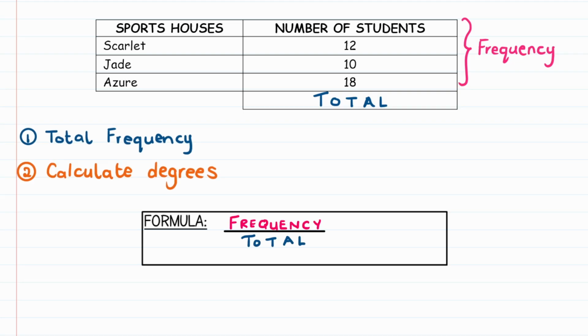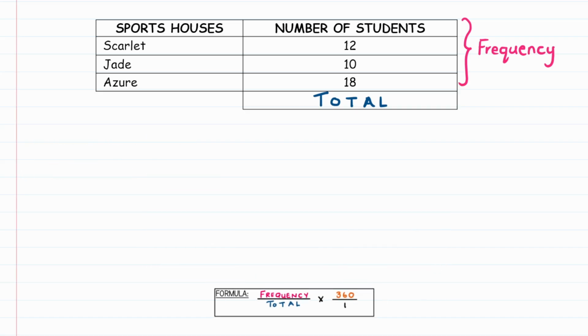We take the frequency, or number of items being counted, and divide it by the total. Remember, fractions mean divide. You then multiply this by 360, since there are 360 degrees in a circle. So basically, each part of a pie chart shows a fraction of a circle. Let's take a look at our example.